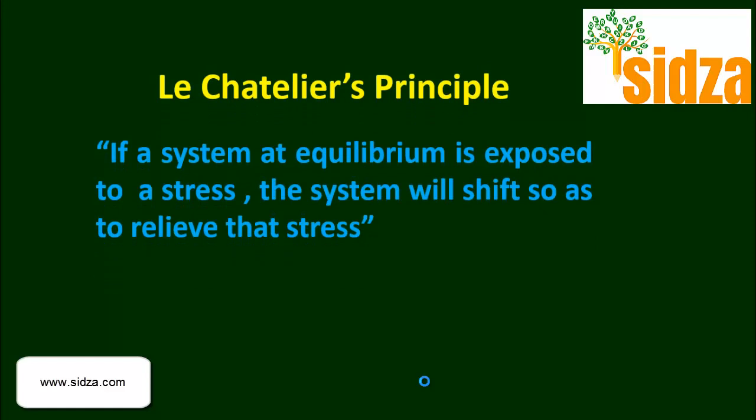According to Le Chatelier's principle, if we have a system at equilibrium and it is exposed to any kind of stress, any kind of change, the equilibrium will react in a way so that it can undo the change, right? The system will shift in a direction so that it can undo the change that was imposed on it.